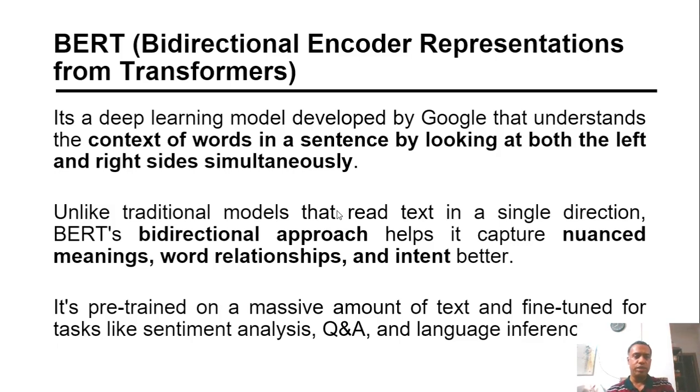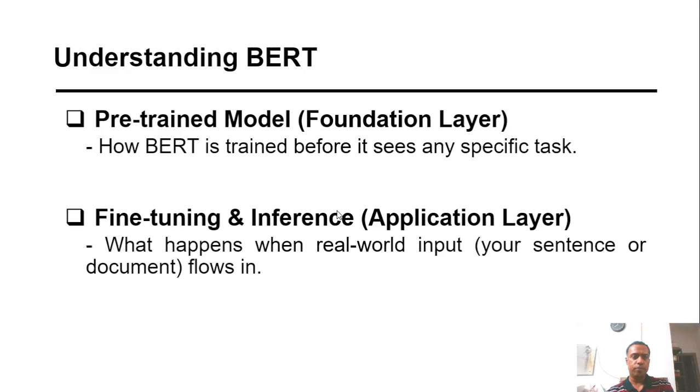Traditional models read text in a single direction, but BERT has a bidirectional approach, enabling it to understand meanings, word relationships, and intentions. It is pre-trained on a massive amount of data and primarily used for sentiment analysis, Q&A, and language inference. I have broken my presentation into two parts. One is the foundation layer, and the second is the application layer. So let's look at the pre-trained model.